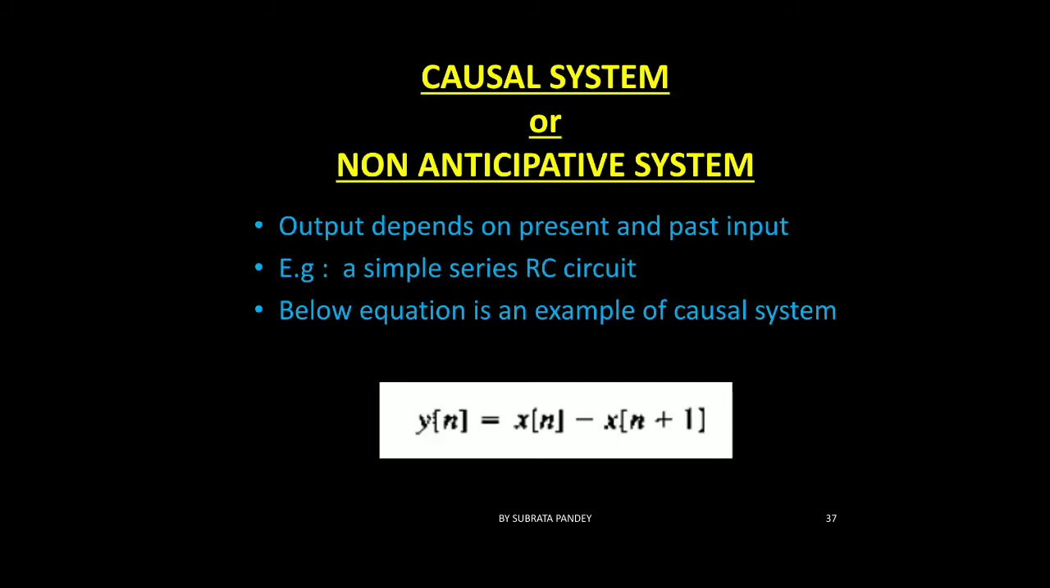Next we have causal system or non-anticipative system. In a causal system, output depends on present and past input. For example, a simple series RC circuit. Mathematically, the below equation is an example of a causal system. Here x of n means we are counting the value of present, and x of n plus 1 means we are counting the value of past, because this is a time shifted input.